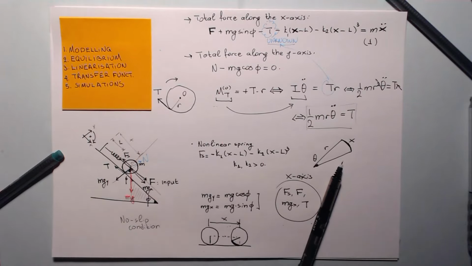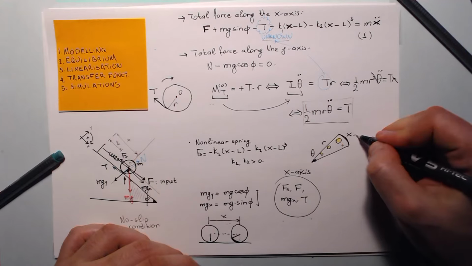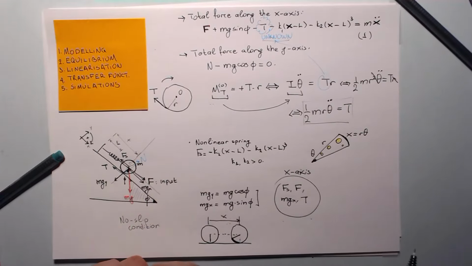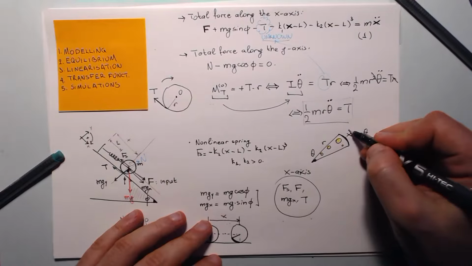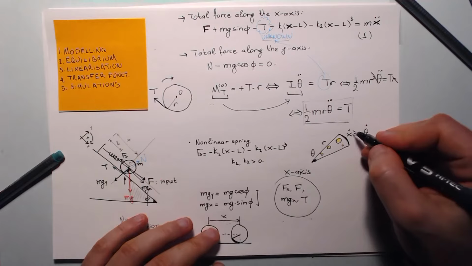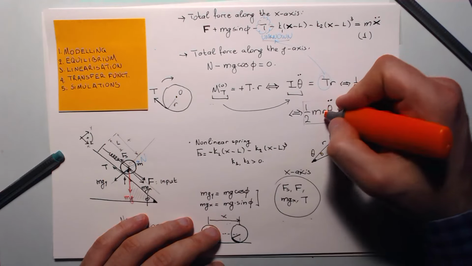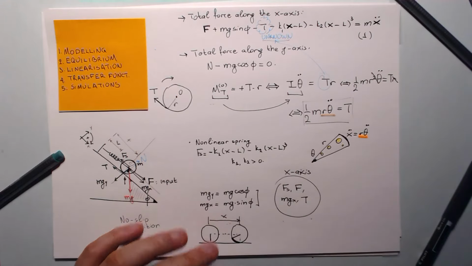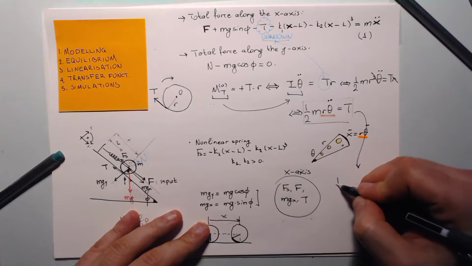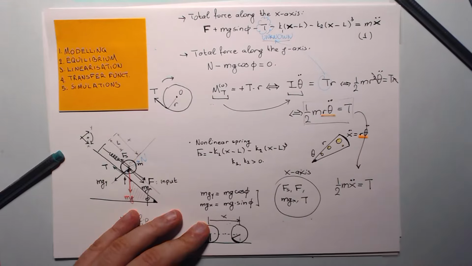Now think of this thing as a slice of pizza. What is the length of the crust x? It is r times theta. Now differentiate both sides and you have x dot. R is a constant, so r theta dot. Differentiate once again and you have x double dot is r theta double dot. And what do you see? You see here r theta double dot. This is exactly x double dot. So from here we obtain 1/2 m x double dot is equal to T.